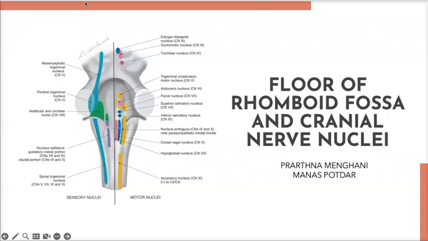We're going to be teaching you the flora of rhomboid fossa as well as their respective cranial nerve nuclei. I'd say this is a very important question because it helps you really understand and summarize all you've learned throughout for the nervous system in a short diagram. And if you understand this diagram, I think it's going to be very helpful.